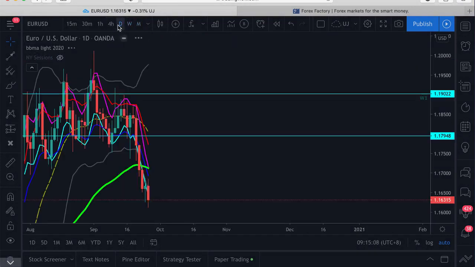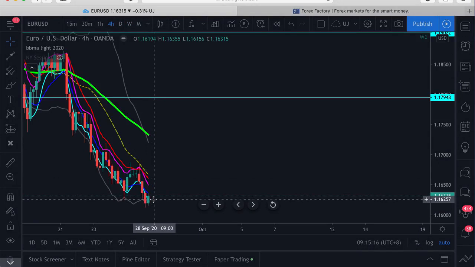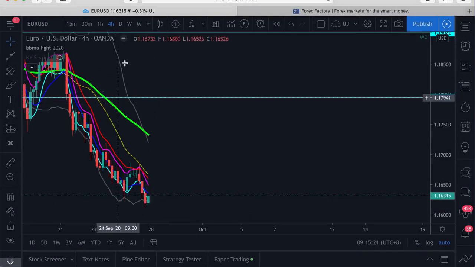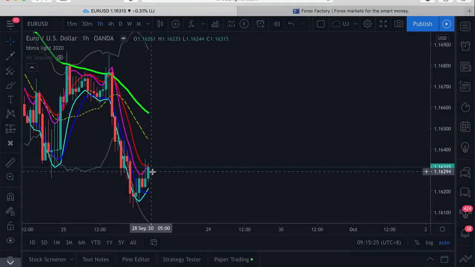On daily, we can see price is CSM sell, and on H4 this is an MHV buy because the price has closed inside the Bollinger Band. It does not close below the low BB. And on H1, we also can see price is starting to make a U-turn. This is an MHV buy as well.